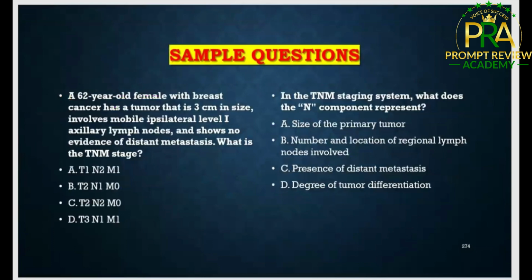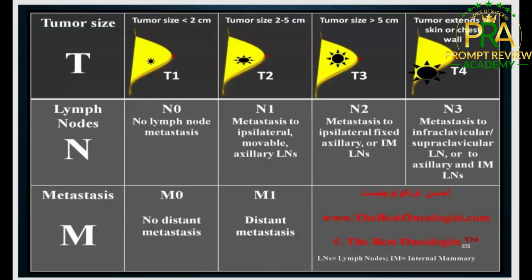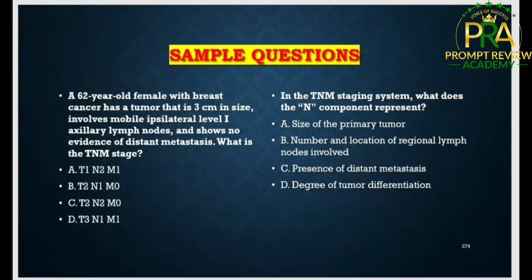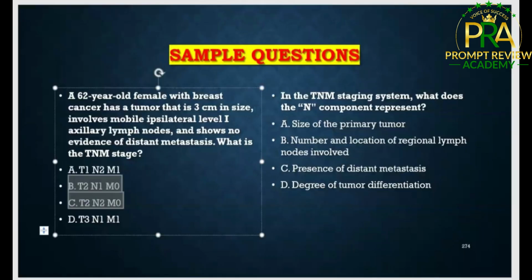So this is how the questions look in the exam. Something like this. They can ask you, a 62-year-old female with breast cancer has a tumor that is 3 centimeters. So what is this telling you? 3 centimeters, which is T2. So I'm going to choose options that have T2. So that means my option will be among B and C, because it's T2.